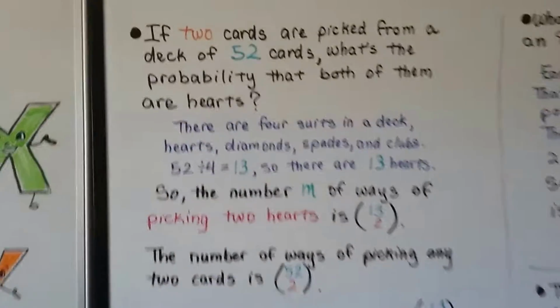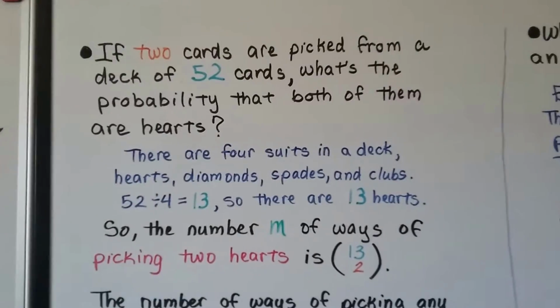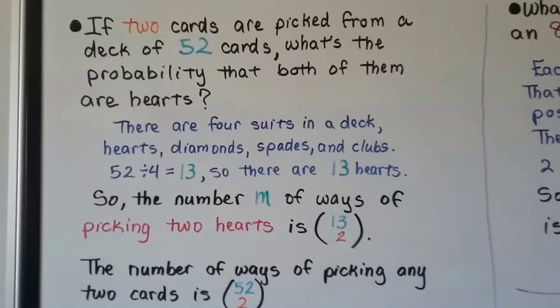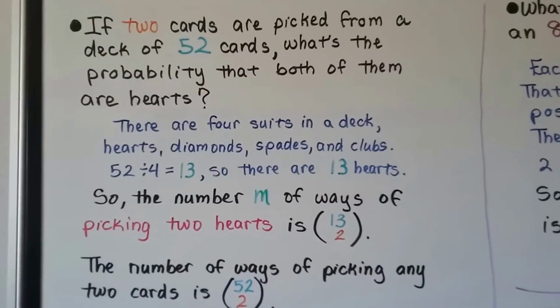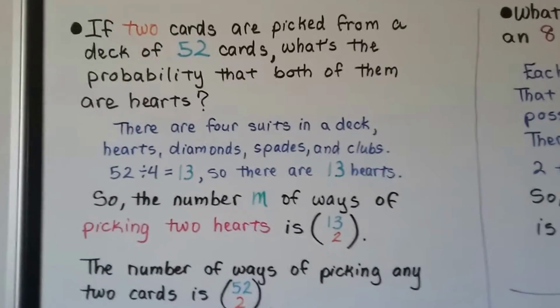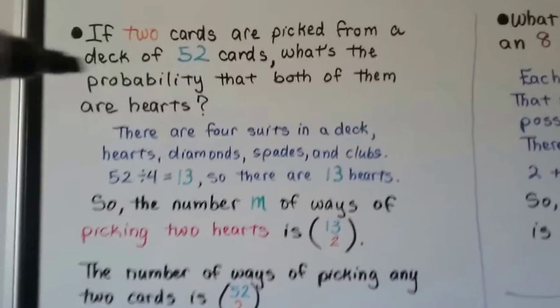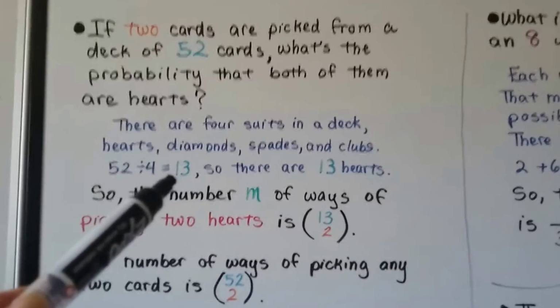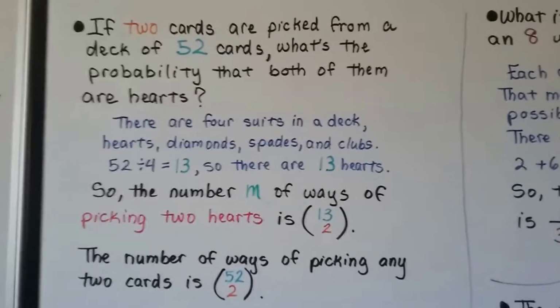If 2 cards are picked from a deck of 52 cards, what's the probability that both of them are hearts? Well, there's 4 suits in a deck: hearts, diamonds, spades, and clubs. And since there's 4 suits, we can do the 52 cards divided by 4. That means there's 13 of each suit. So that means there's 13 hearts.